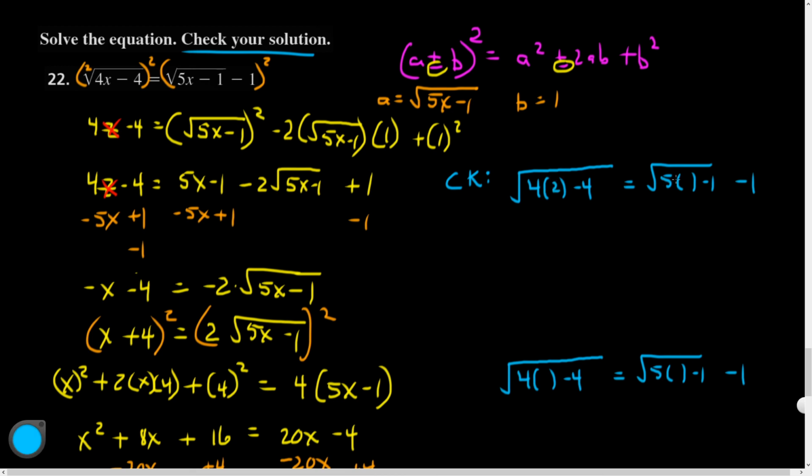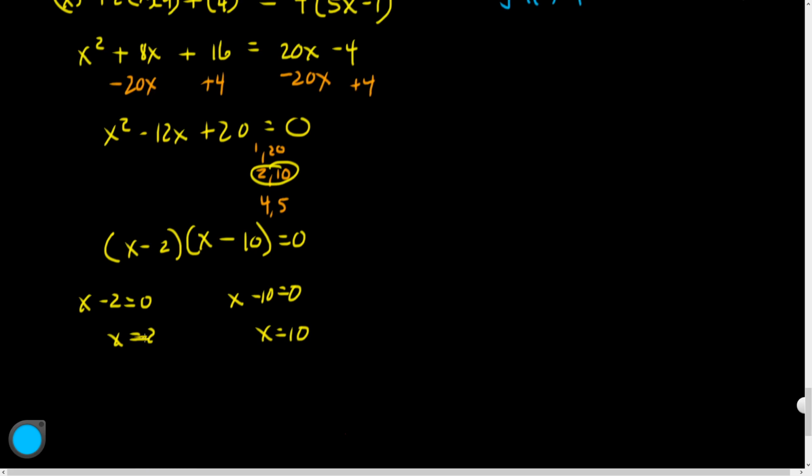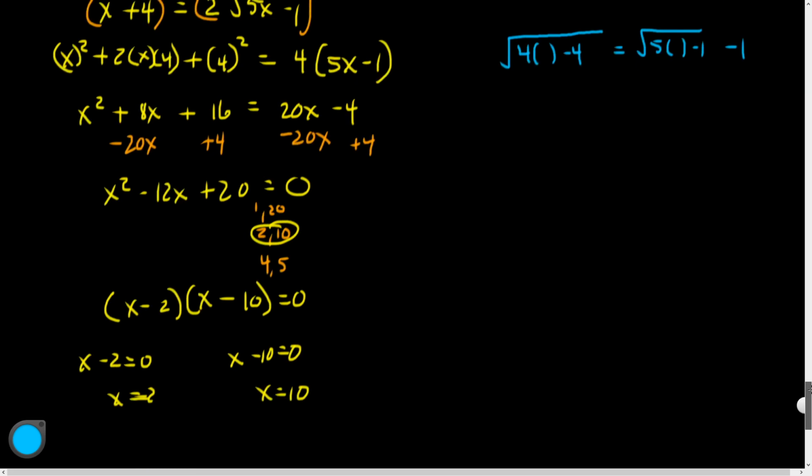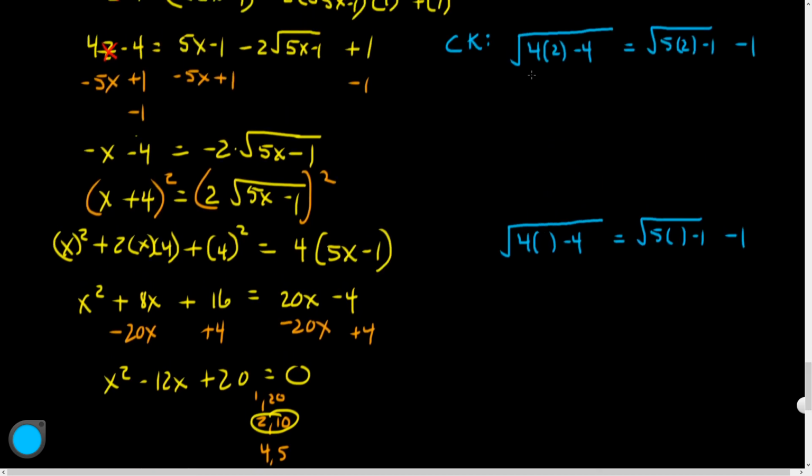So one of my possible answers was 2. That was this one. That's not a negative 2, by the way. So one of my possible answers is 2. So I'm going to plug it in everywhere I saw an x in the original problem. I'm not allowed to plug it in earlier because then I'm only checking from that point on whether or not it was an answer. I need to check it all the way back at the beginning.